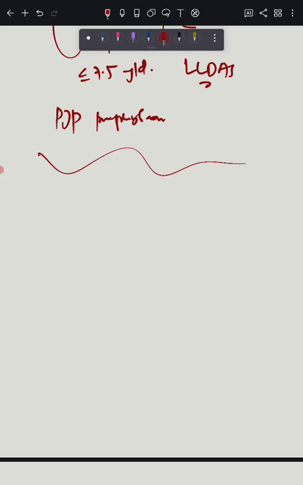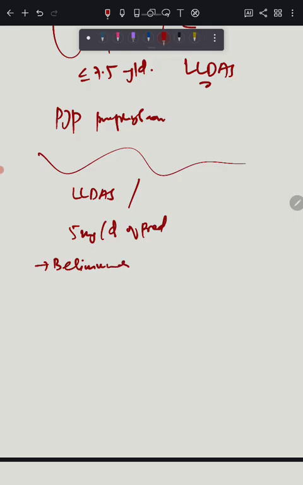I'll explain this. And another pearl is you have to avoid long-term steroids. You have to target LLDAS or remission. And every 5 milligram per day of prednisone raises long-term damage risk. And belimumab helps reduce flares and steroid dose, be it systemic or renal. So belimumab is the new update. Belimumab and voclosporin also. Belimumab reduces these flares and reduces dose of steroids.